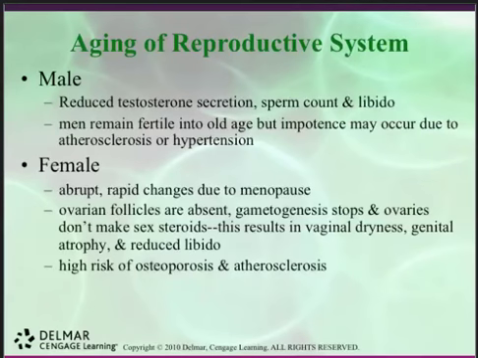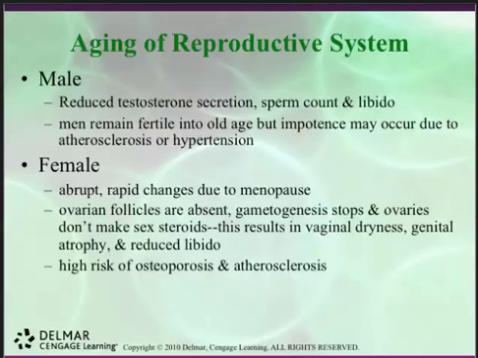As we age, the reproductive system tends to reduce in efficiency, as do all body systems. In the male, reduced testosterone secretion, sperm count, and libido are evident. Men remain fertile into old age, but impotence may occur due to arteriosclerosis or hypertension. But in the female, there are abrupt, rapid changes due to menopause.